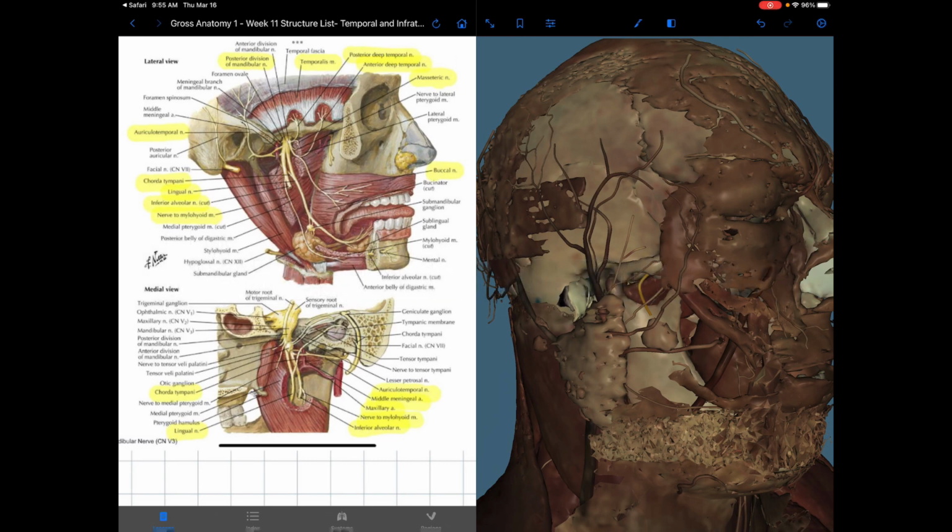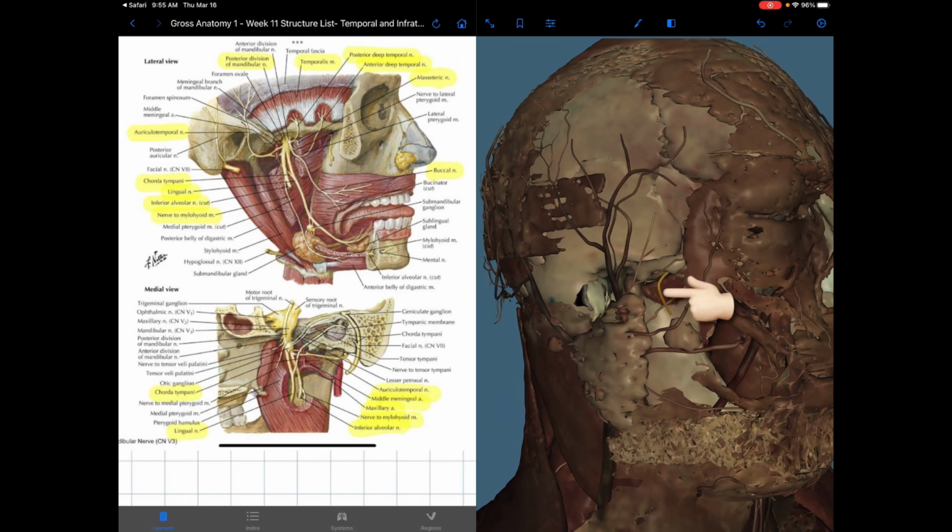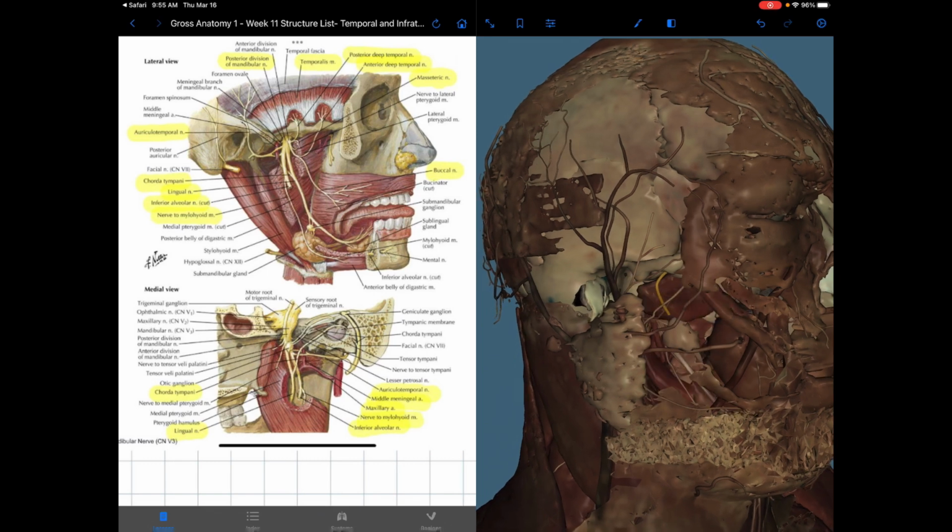This one is the one you're observing right here in yellow. This one passes through the mandibular notch to reach the deep surface of the masseter muscle, which it supplies, and it also contains sensory fibers from the anterior aspect of the temporomandibular joint.